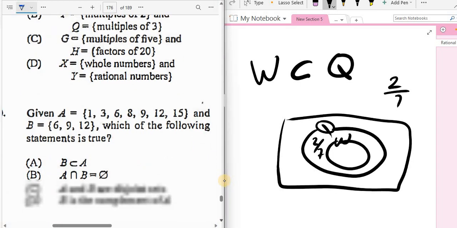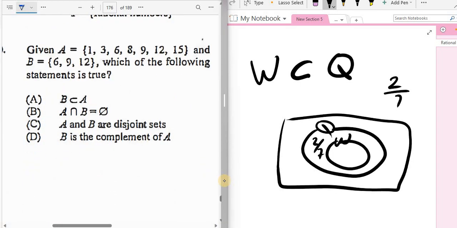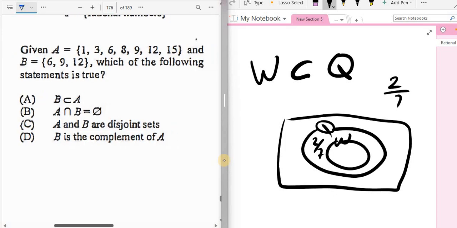Alright? What about, let's look at this one. I think I taught you enough that you can answer this one. Given that A is equal to 1, 3, 6, 8, 9, 12, 15, and B is equal to 6, 9, 12, which of the following statements is true? You learned enough to answer that question. See? So quickly right away, we learned enough that we can start answering the questions. So we can move on from that, right?